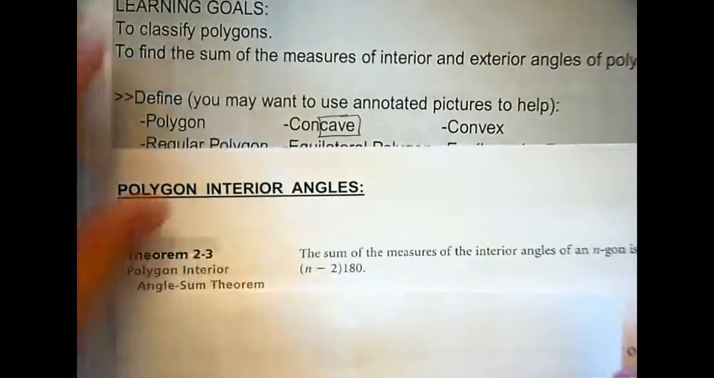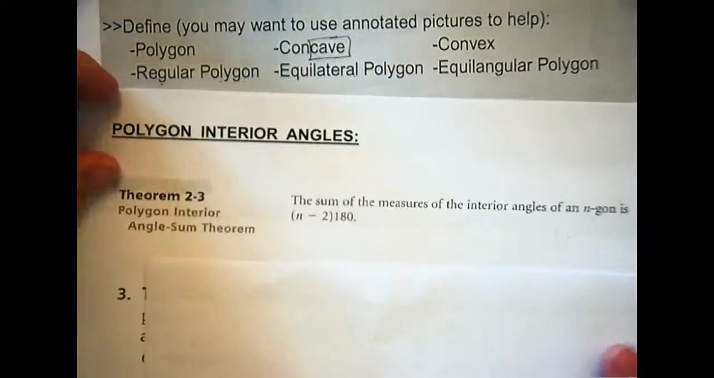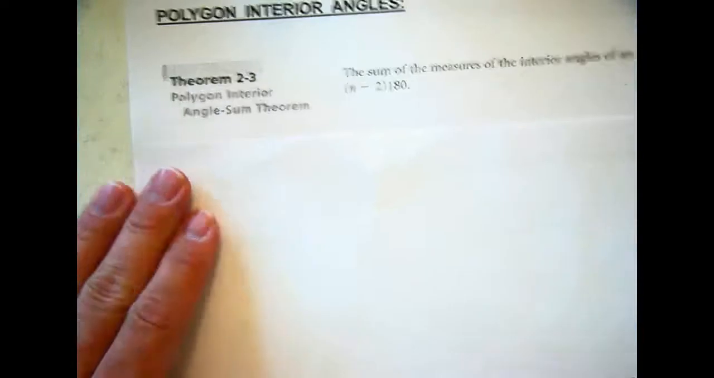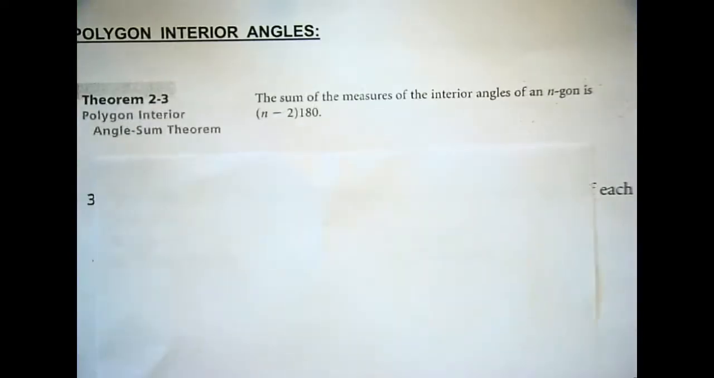Okay, let's talk about theorem 2.3, the polygon interior angle theorem, because it has to have its own name. The sum of the measures of the interior angles of an n-gon is (n minus 2) times 180.